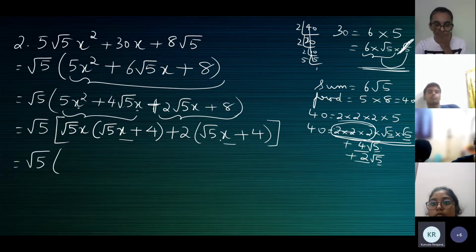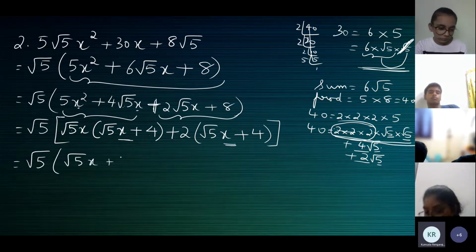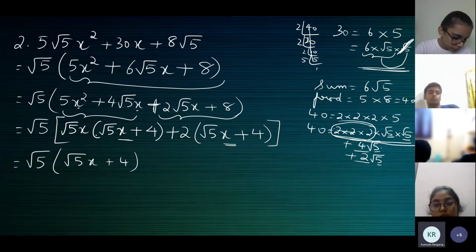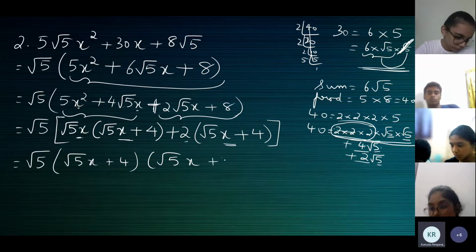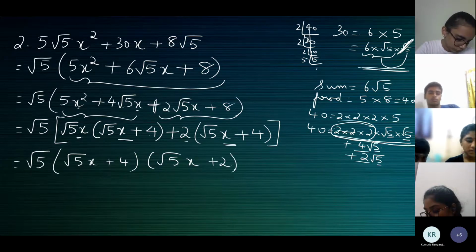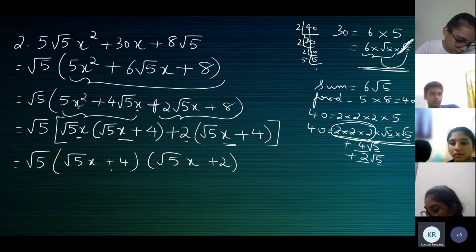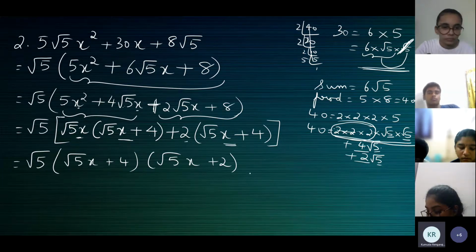You can see here root 5x plus 4 is common in both the brackets. So write that out once, root 5x plus 4, and then root 5x plus 2 from the other bracket. So the factors of the given expression are root 5, root 5x plus 4, root 5x plus 2. These are the factors of the given expression.